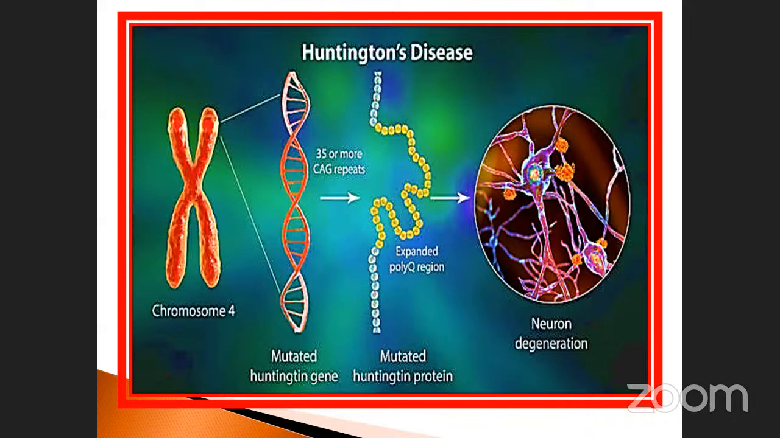35 or more CAG repeats. What is this? It is glutamic acid. The glutamic acid is repeated again and again and again. The number of copies is also duplicated. See this portion, up to this level, repeated. So it leads to some difficulties, neuron degeneration.